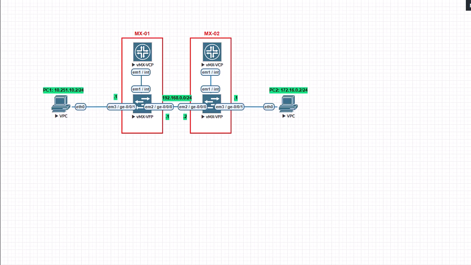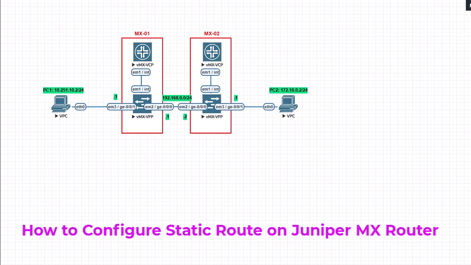So in this video I'm going to show you how to configure static routing between two Juniper MX routers. So are you ready? Let's get started.